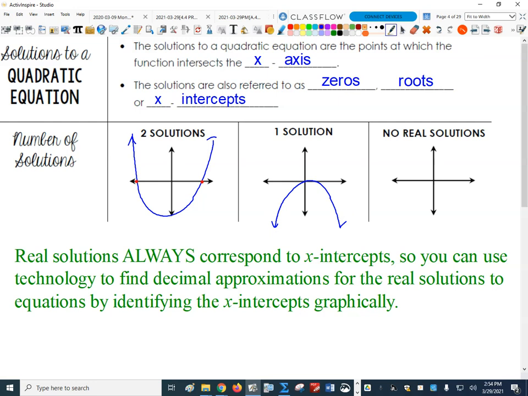So something like that, where it's only got a single x-intercept. And then one with no real solutions would just be an example of one that never crosses the x-axis. So maybe something like this.